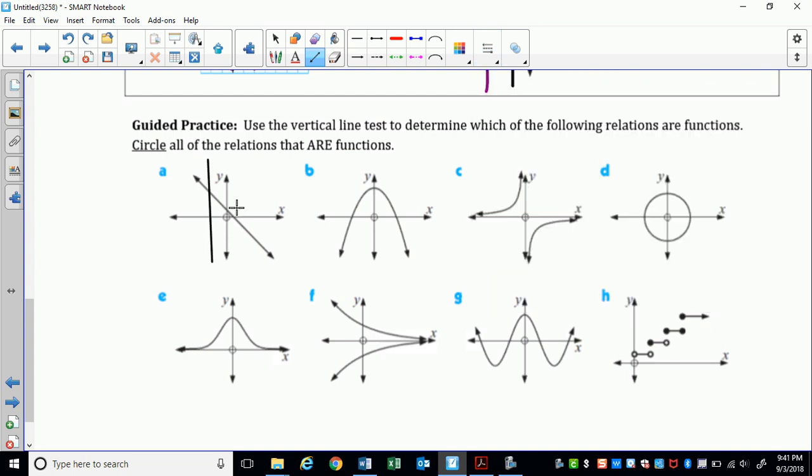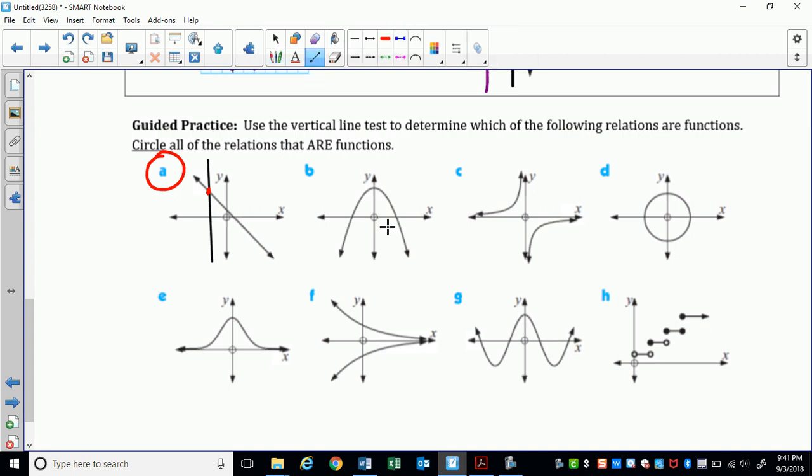Do you guys see that any time I draw a vertical line on a straight line, it's going to be a function unless the line itself is vertical? We kind of went over that earlier. So it does touch once right here. This is a function. Anywhere I put this black vertical line, it will touch my graph only once. It says circle all the relations that are functions. So I'll just circle A. All right, let's try B.